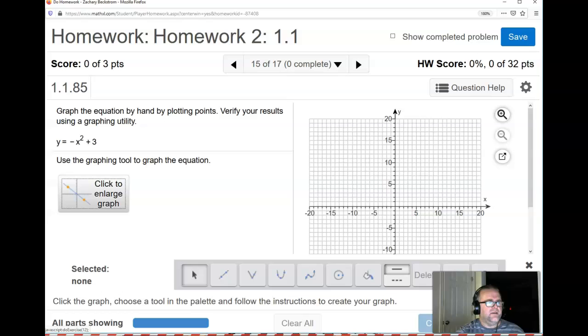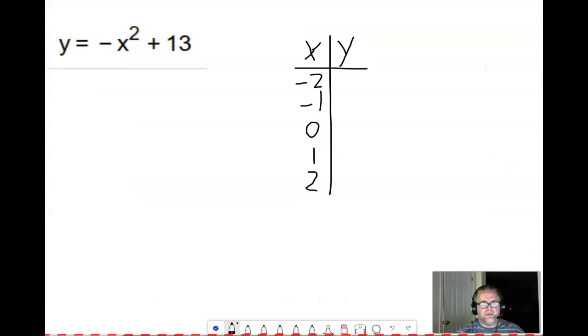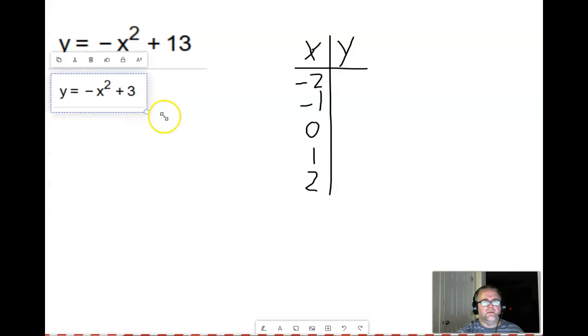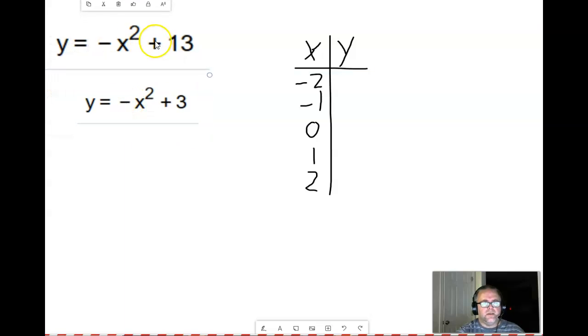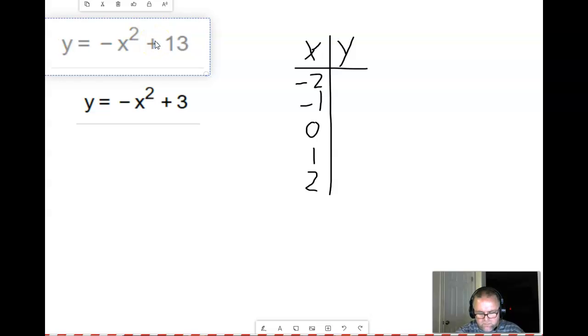So let me go ahead and copy this and see if I can get the correct one over there. There it is right there. Oops. Just a moment here. And let's go ahead and delete that one.